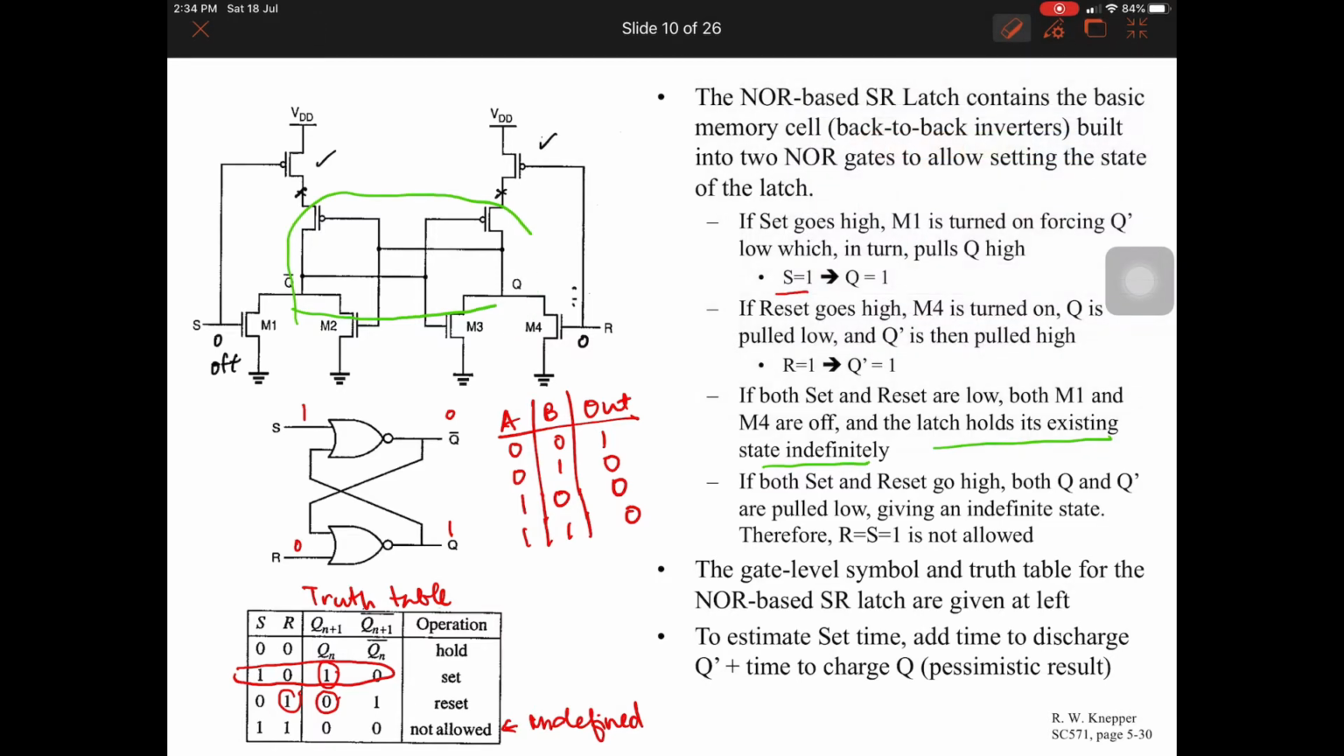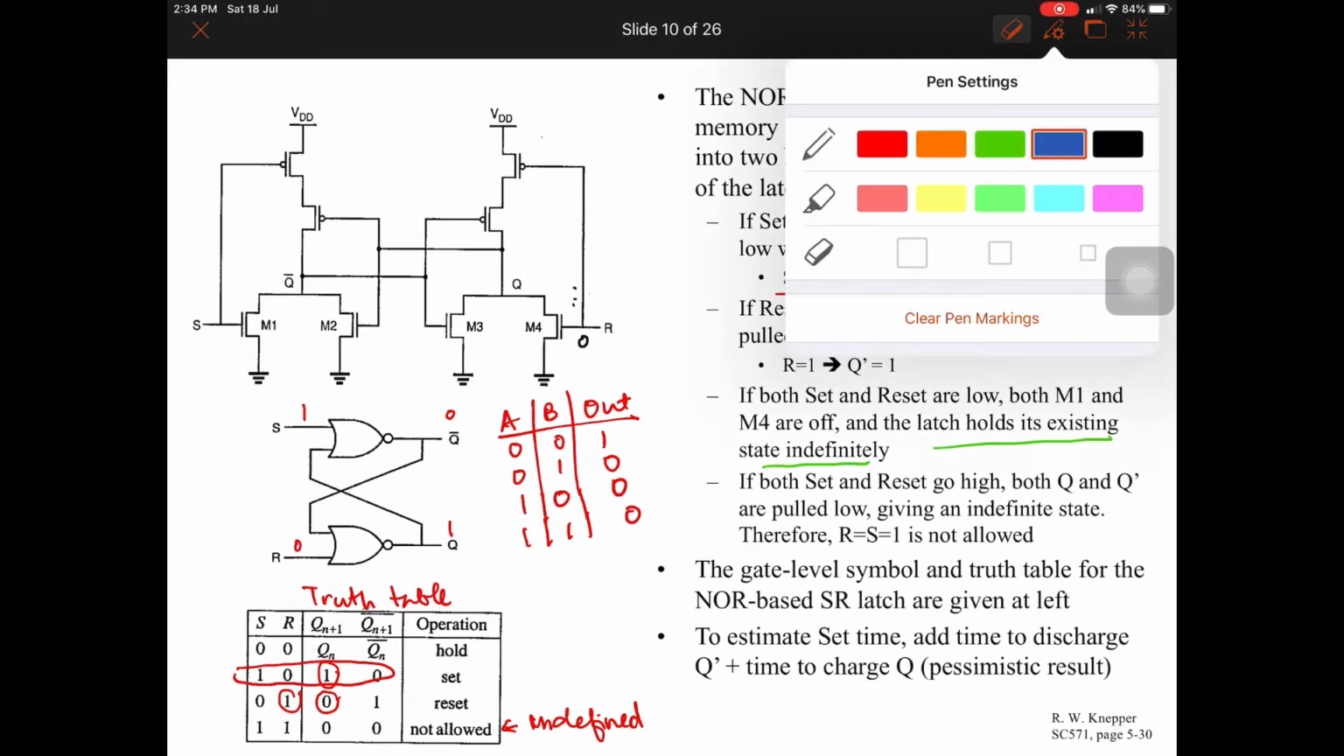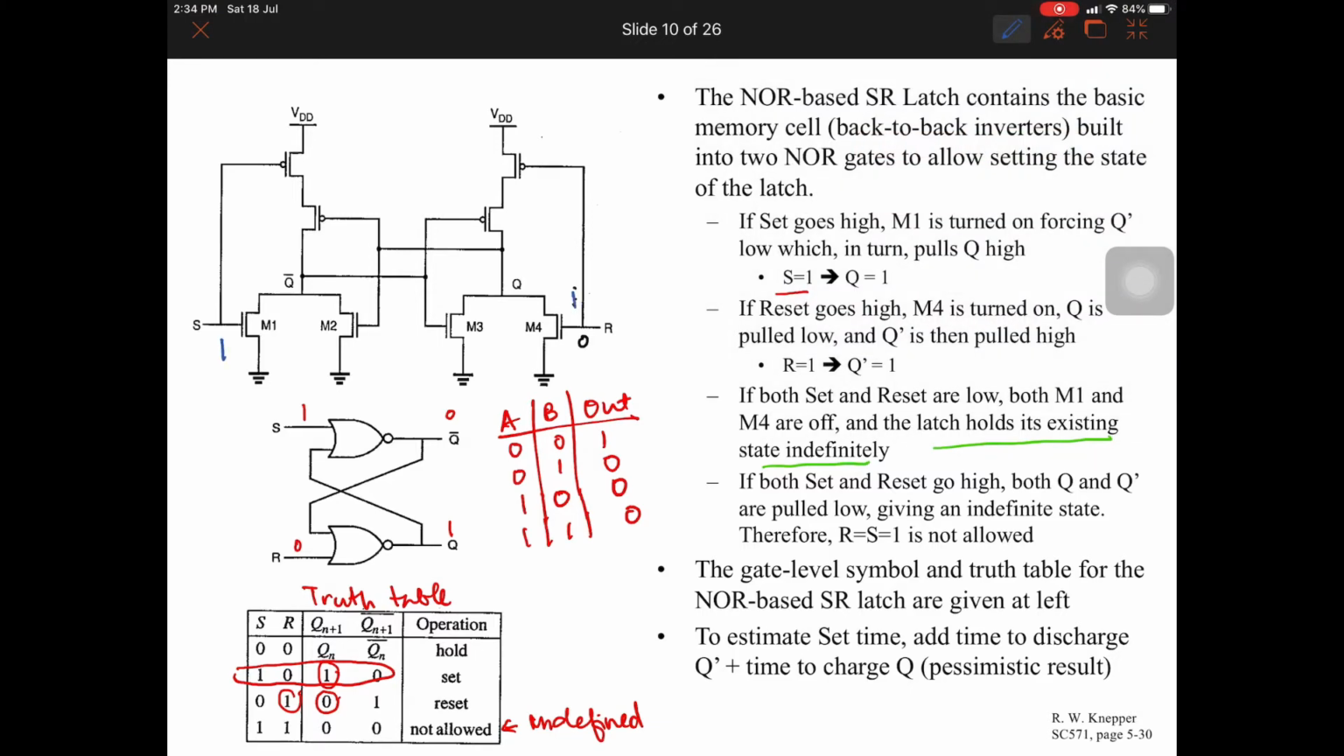If both set and reset go high, both outputs are pulled down to 0. This gives an indefinite state, because this is 0 and on, and that is 0 and on, and one side is connected to supply while the other is ground, so it doesn't know whether to go up or down. So S equals R equals 1 is not allowed.